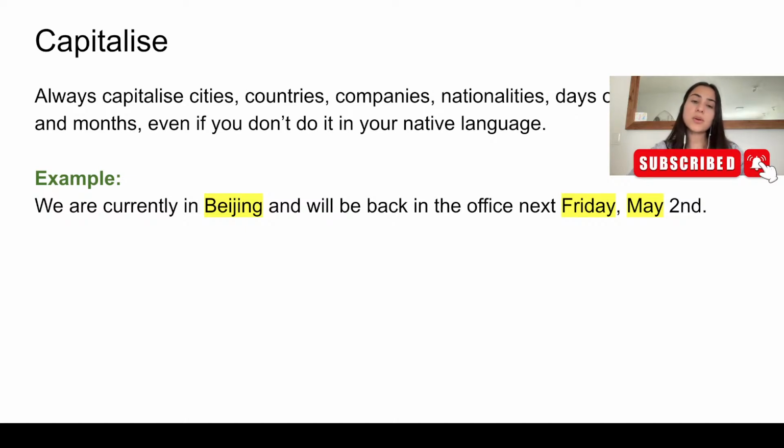And then another one I want us to pay attention to is a spelling mistake that I see being made sometimes. Always make sure to capitalize cities, countries, company names, nationalities, days of the week, and months, even if you don't do it in your native language. So let's say you speak Portuguese, and in Portuguese, you guys don't need to capitalize nationalities, or you don't need to capitalize a day of the week. In English, this is not the case.